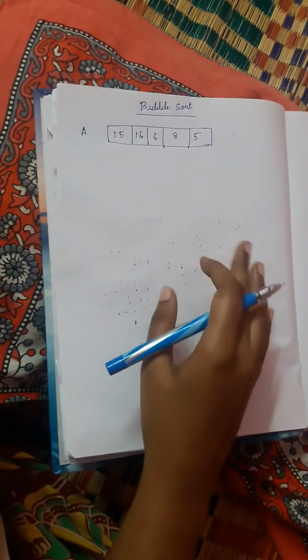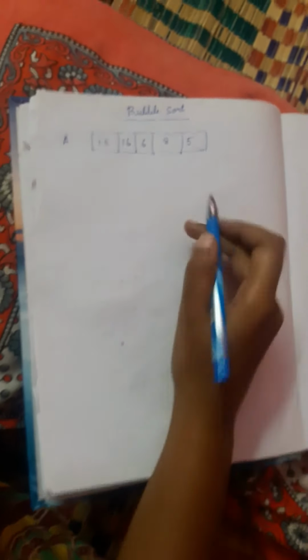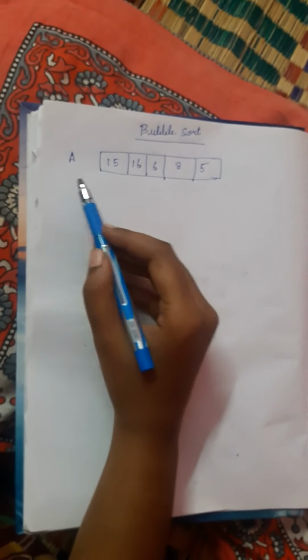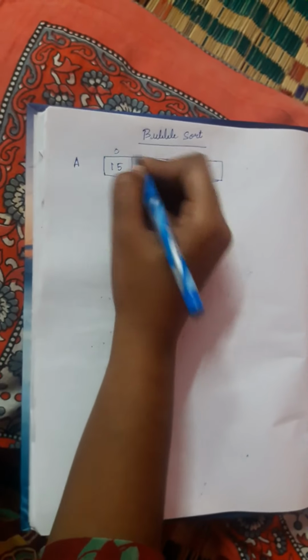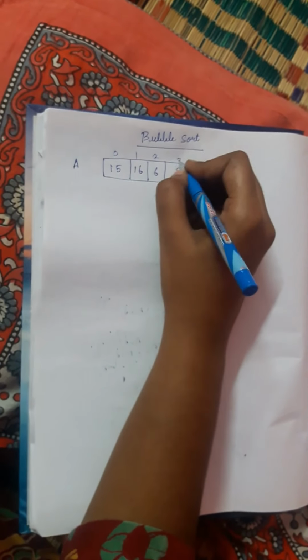So your next topic is bubble sorting. What bubble sorting is, I will explain while we are going into the problem. Here in bubble sorting we have taken an array of 5 numbers. This array is indexed 0, 1, 2, 3 and 4.